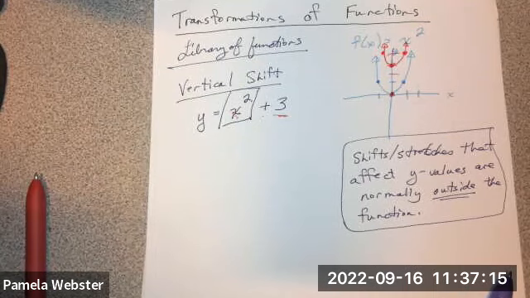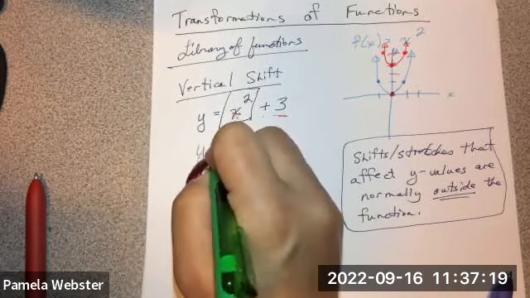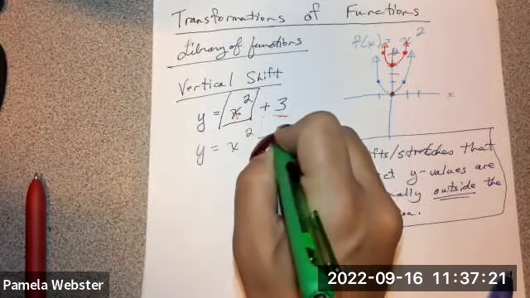Okay, so that was a positive. What do you think would happen if I put in a negative? Y equals x squared minus 5.